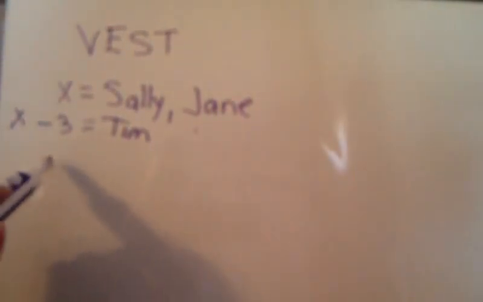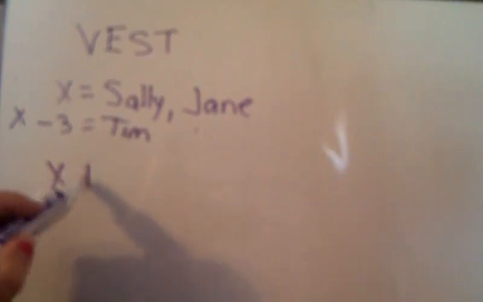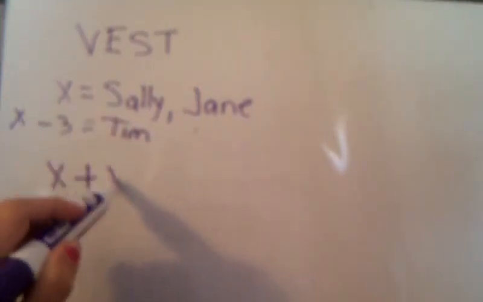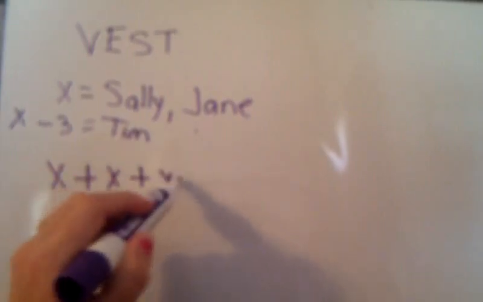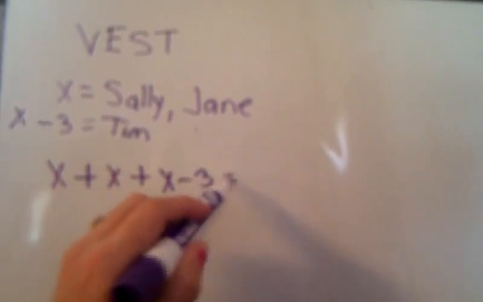Now what is my equation? Tim, Sally, and Jane have a combined age of 24 years. What does combined mean? Combined means I have to add them. Okay, so I need Sally plus Jane plus Tim. Tim is X minus 3 equals 24.